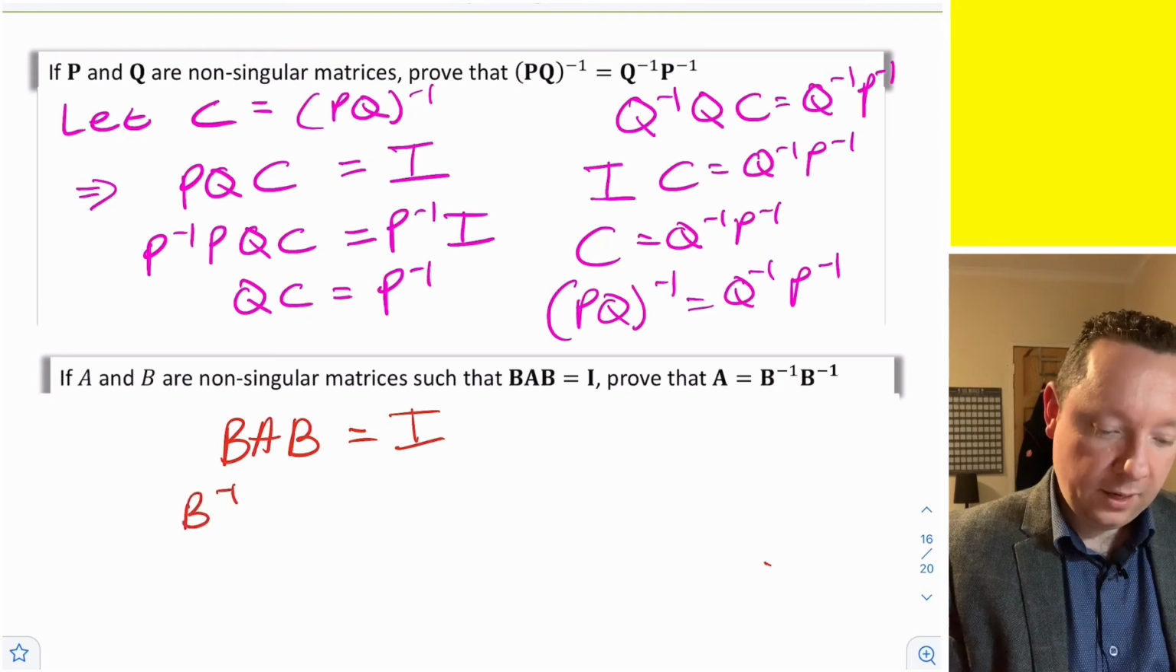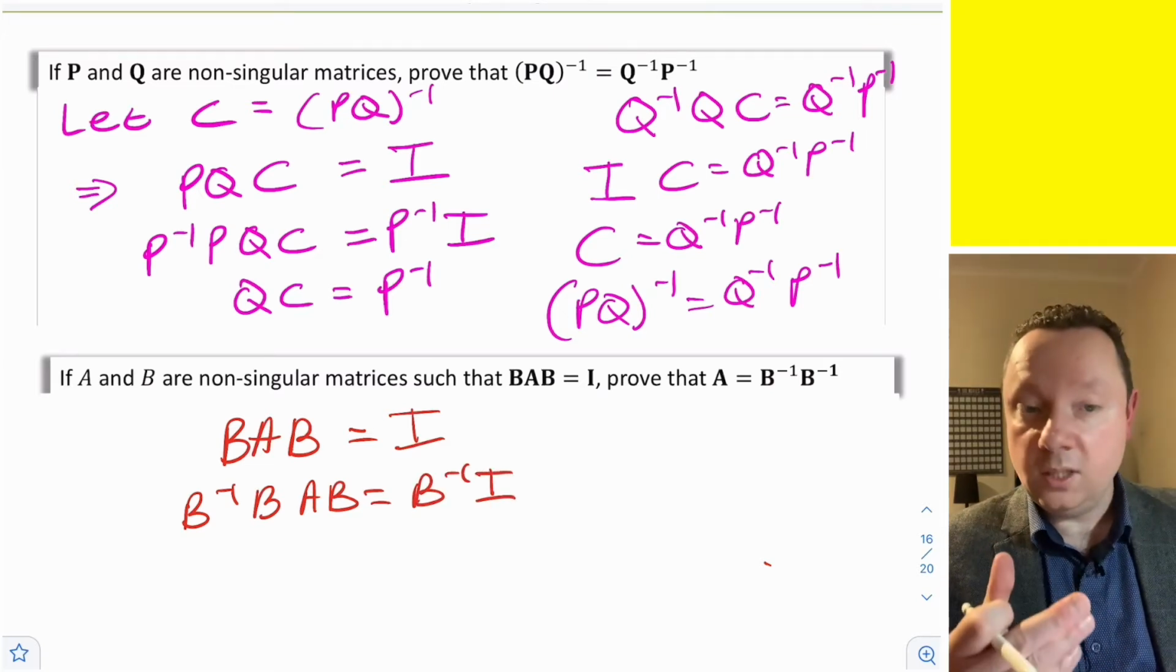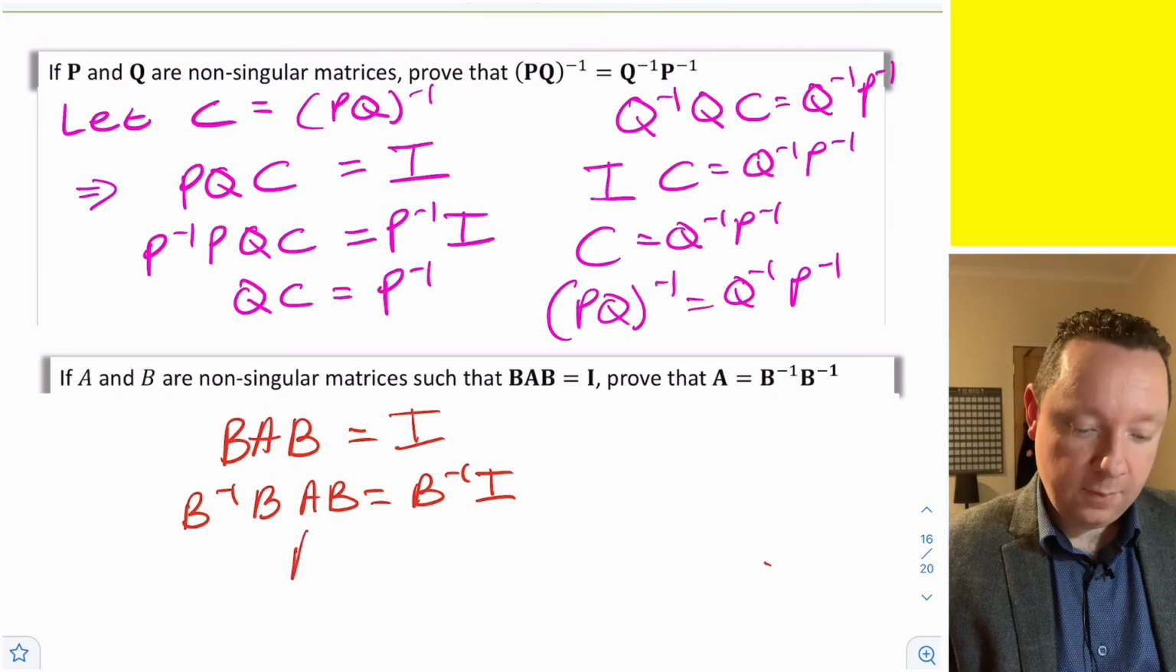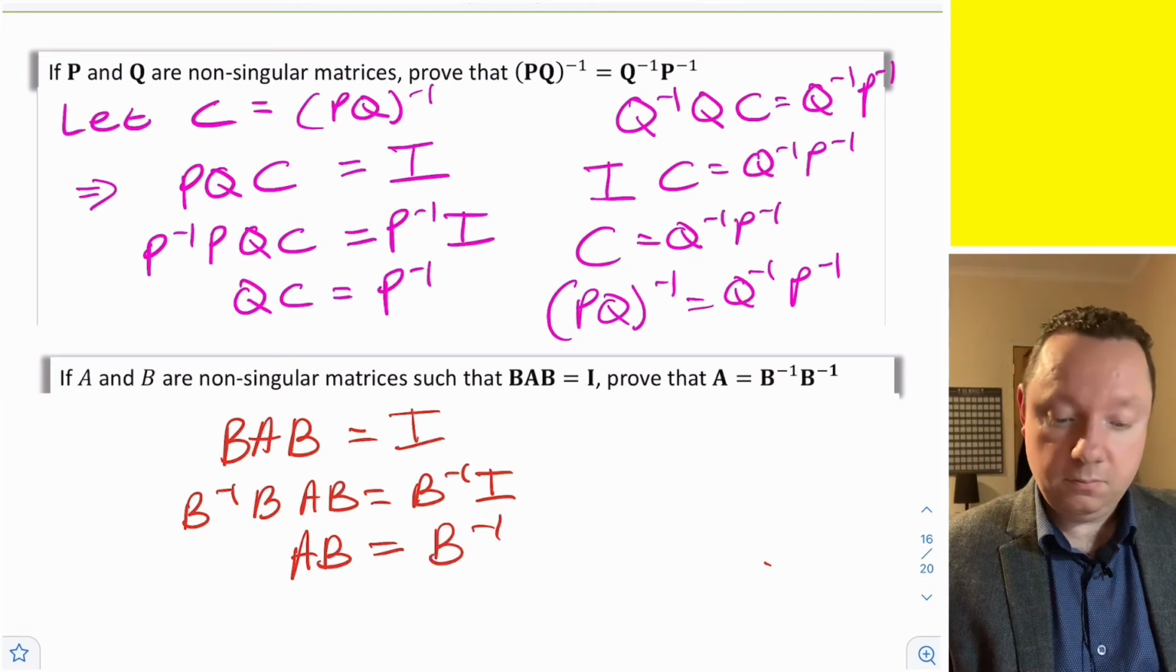Just times it by the inverse. B inverse B, AB, equals B inverse I. Well, B inverse B is always I, so that gives me just AB on the left. B inverse times the identity is just B inverse.